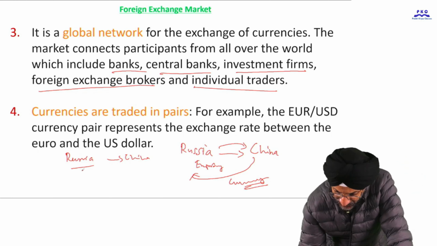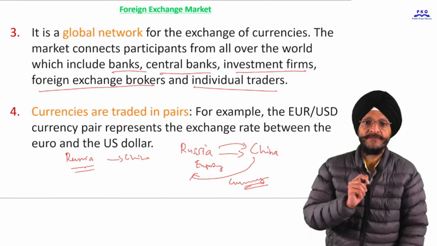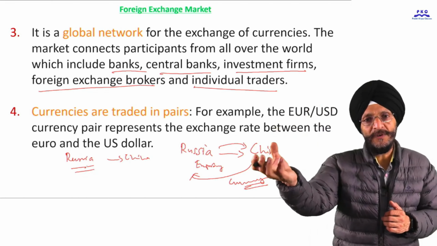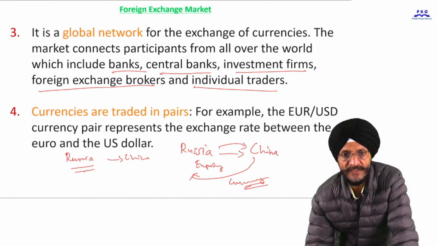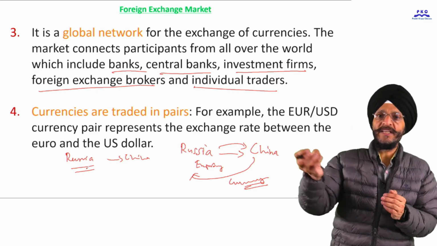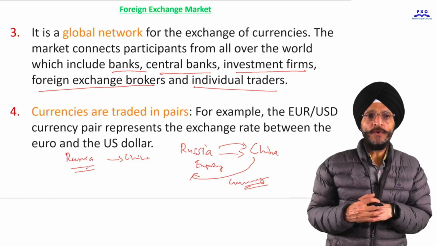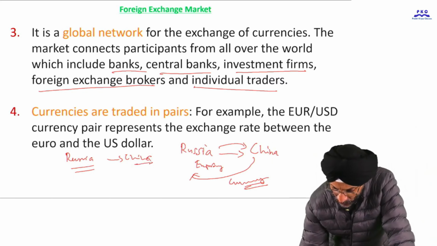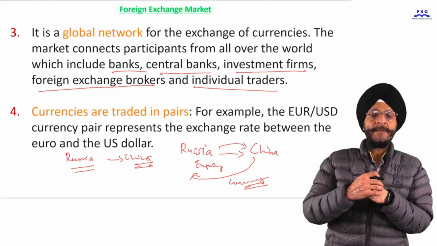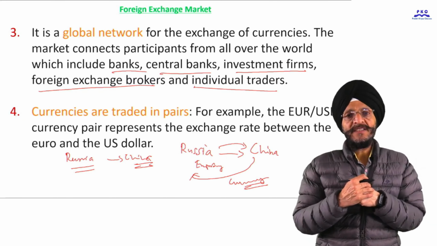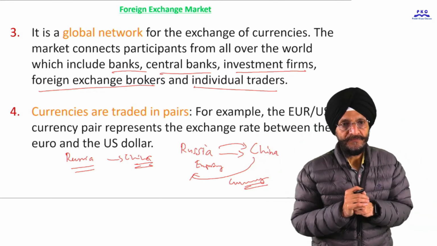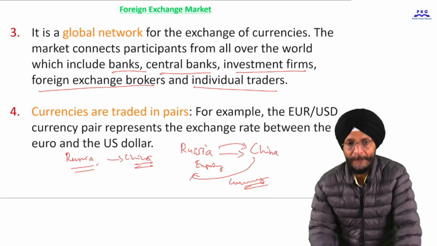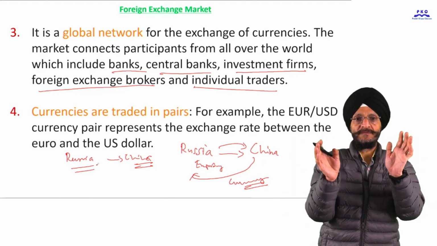So in Russia we have the local currency, and when we visit China, the Chinese people will not accept Russian currency for normal sale and purchase in China. So here in China, we have to purchase the currency which is the legal tender in China. So what happens? There is an exchange of currencies.